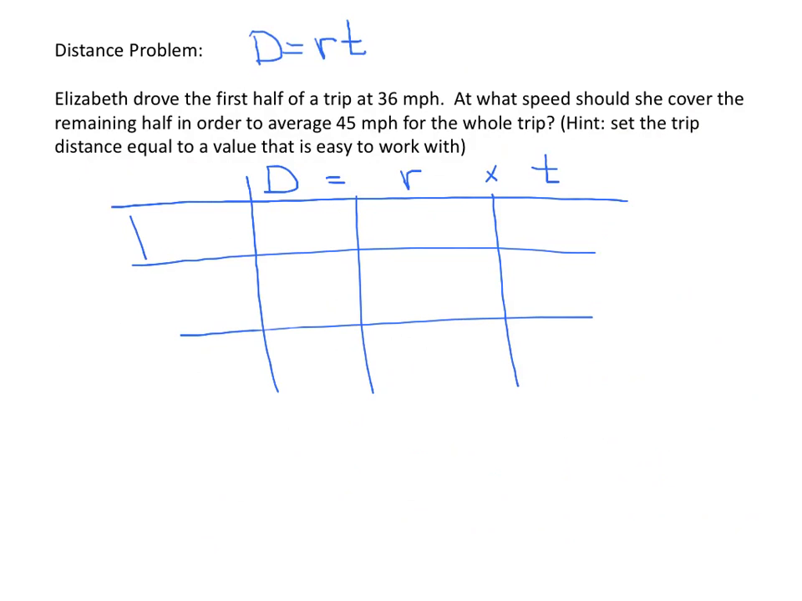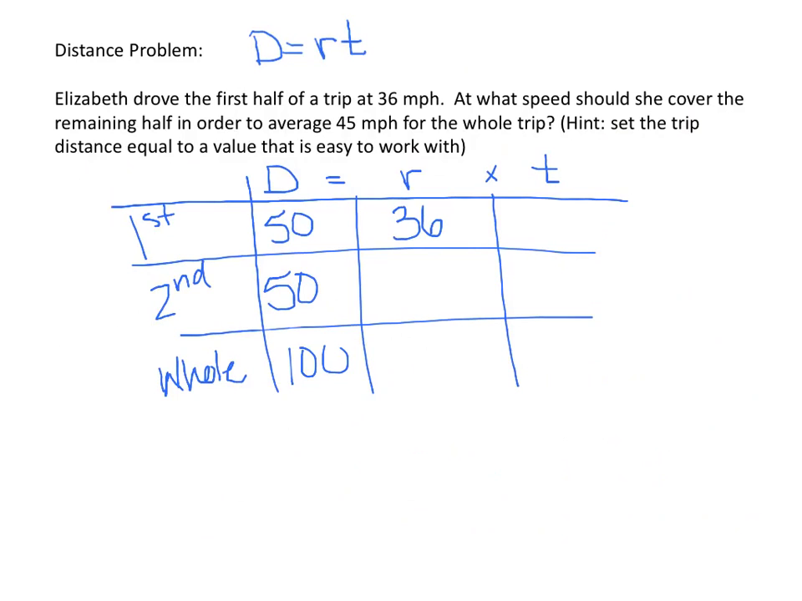So we have a first half, and we have a second half, and we have the whole trip. So her distance, we don't know what the distance is. I'm going to set it equal to 50. So her whole trip is 100. Her rate, we know, is 36. Her rate for the second half, we don't know. But for the whole trip, the rate needs to be 45.